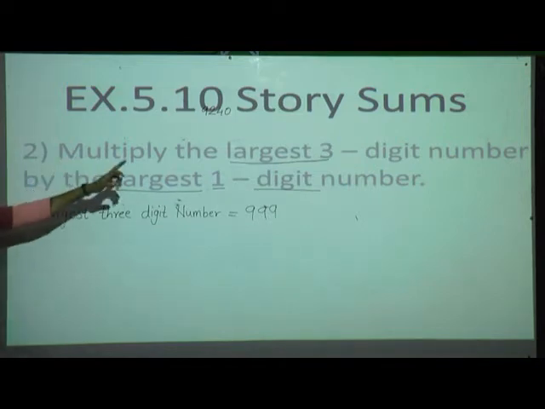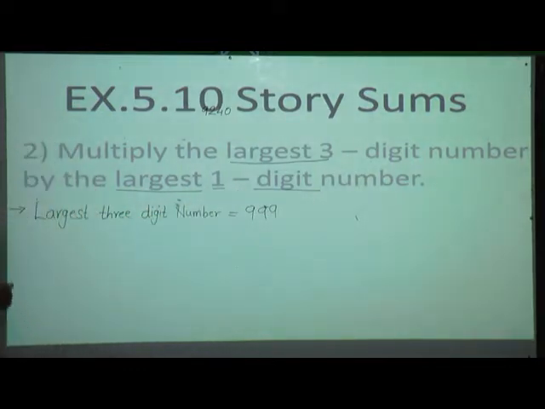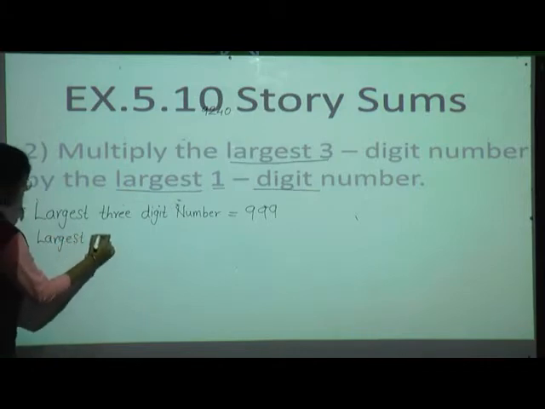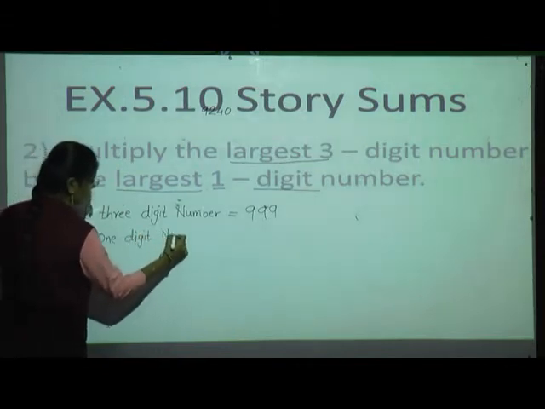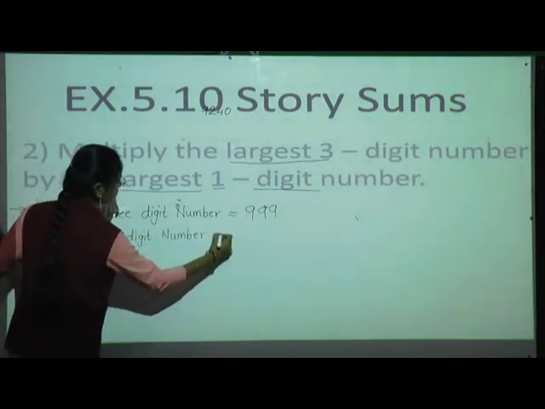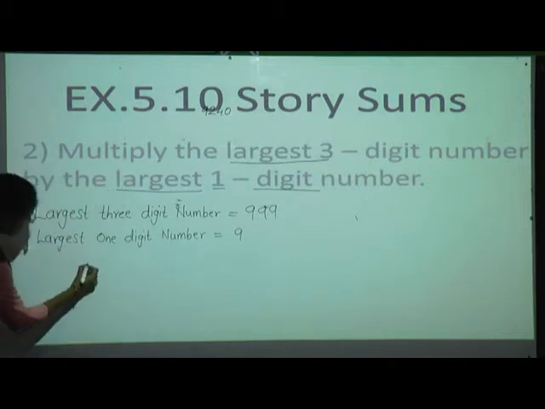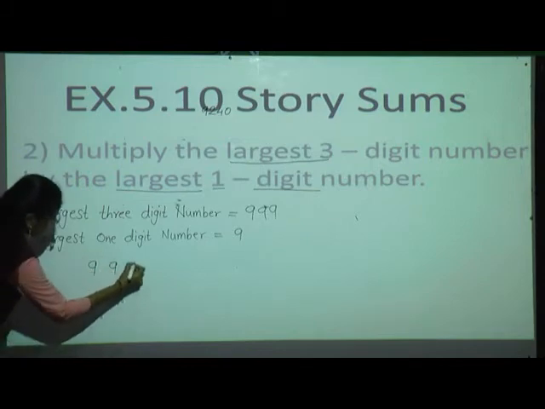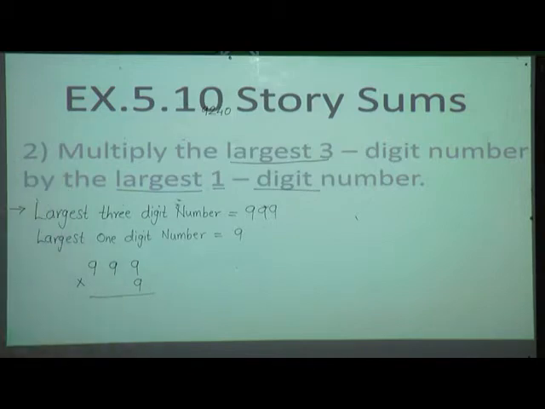Then multiply the largest 3-digit number by the largest 1-digit number. Now tell me the largest 1-digit number. Yes, the largest 1-digit number is 9. Then we will do the multiplication because our question is multiply the largest 3-digit number by the largest 1-digit number. So here we will do the multiplication. 999 into 9. Do the multiplication, then we will get the answer.